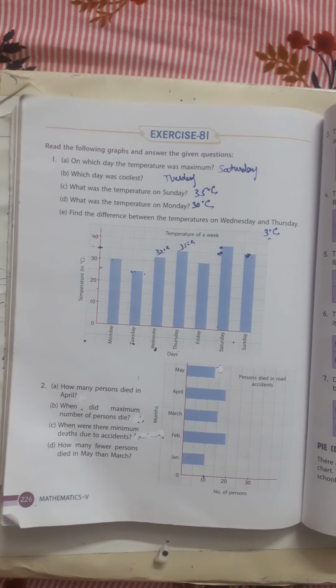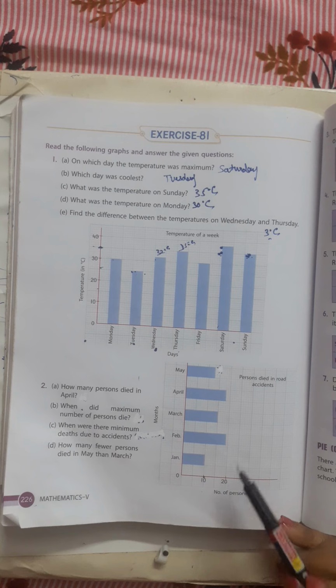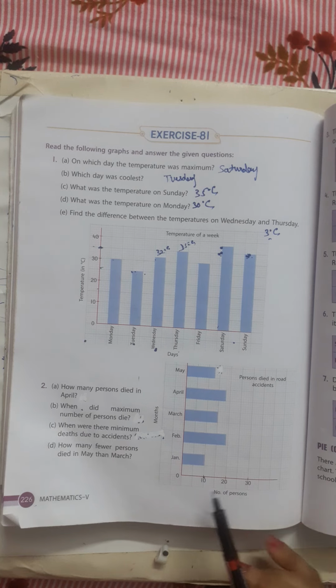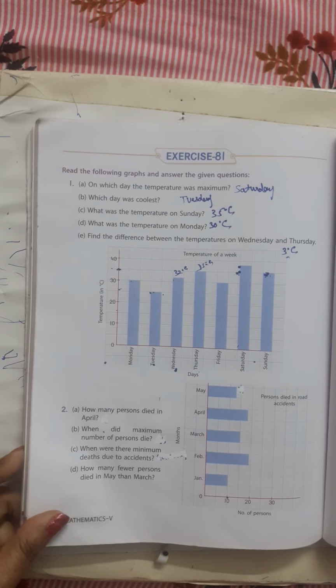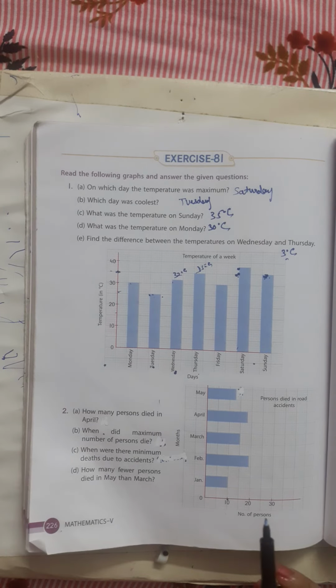Today we are doing exercise 8.1, and we will do question number 2 of exercise 8.1. Here some information is given on a bar graph. Firstly we have to read the bar graph, later on we have to find the answers. This bar graph is showing persons who died in road accidents. How many persons died due to road accidents?